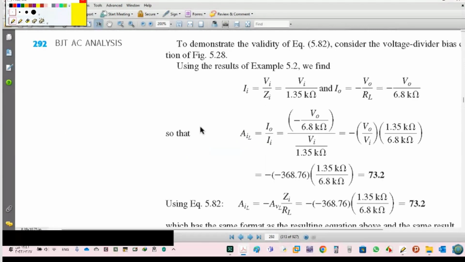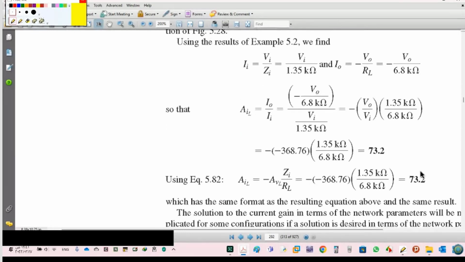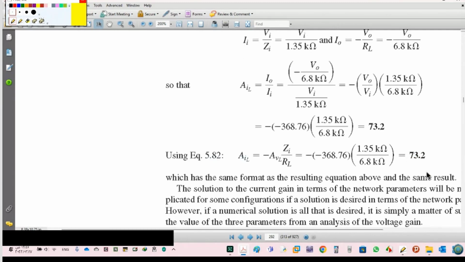Okay. Now, in the same question, he asked me to calculate AI, and we found AI, for example, with load or without load. Here AI is 73.2, and see this is positive because here we are using common emitter. So AI here is positive. If I have, for example, 1 microampere, it will be 73.2 microampere. That means amplification in the current.